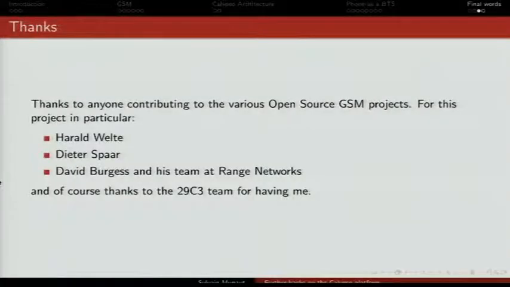So in general, I'd like to say thanks to everyone working on open source GSM and open telecom projects, because we need more people. In particular, I'd like to thank Harald Welte and Dieter Spaar for starting Osmocom BB, because obviously without that, this wouldn't exist. And David Burgess and all his team at Range Networks, for publishing and releasing OpenBTS as open source. And of course, the 29C3 organizers for accepting my talk and having me here.